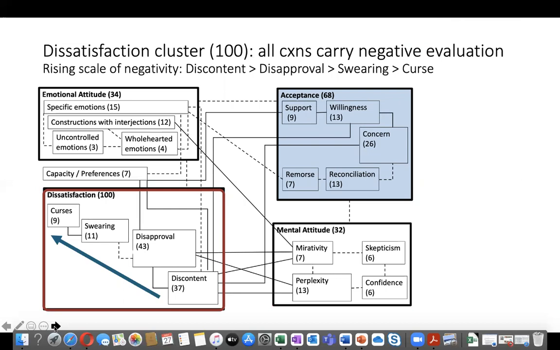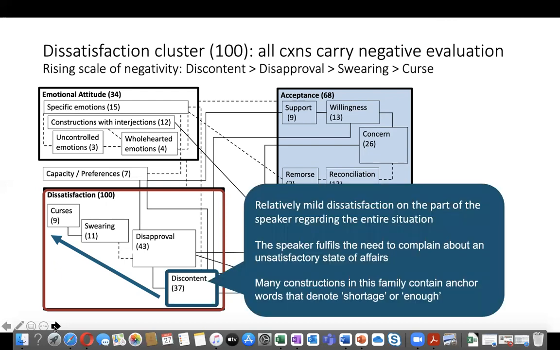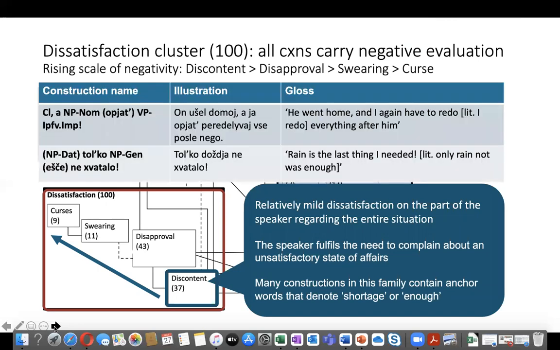The discontent family shares the semantics of relatively mild dissatisfaction on the part of the speaker towards the situation. Many constructions in this family contain anchor words that denote shortage or enough. Только дождя не хватало. Rain is the last thing I needed.